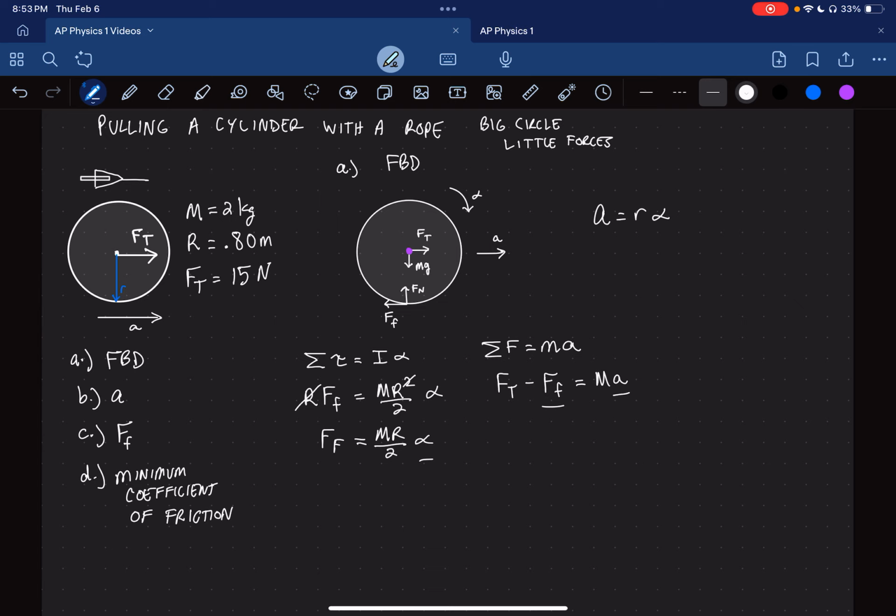R alpha. Now again, and we've done this before, alpha is equal to A over R, and I should have written that first. A over R. And we'll substitute this, of course. So the only expression with alpha is friction force is equal to M R over 2 times A over R. We can cancel R. The friction force is equal to M A over 2.